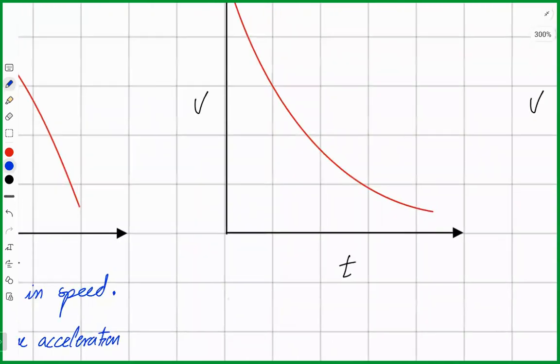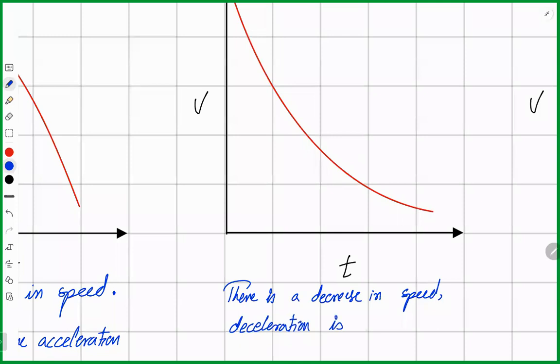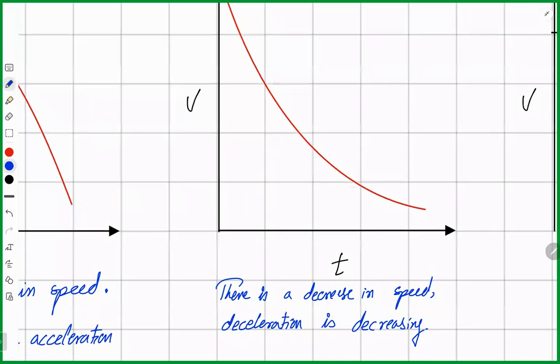This one. There is a decrease in speed. Deceleration is decreasing. As the gradient is decreasing, there will be a decrease in acceleration.